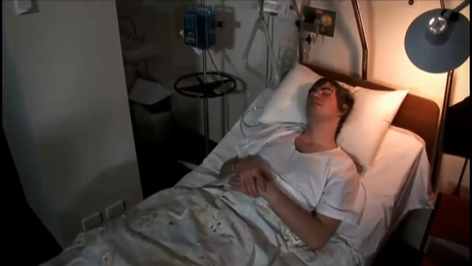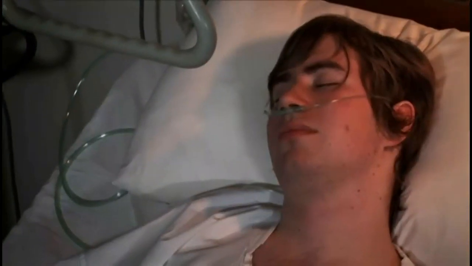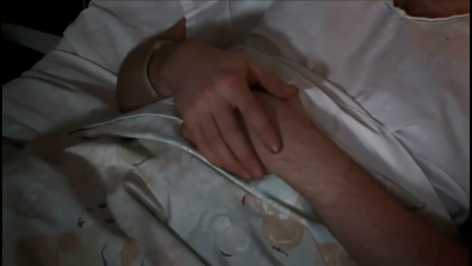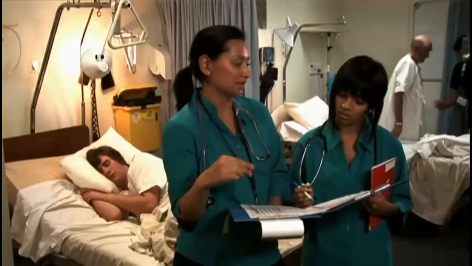When a patient's progress deviates from the expected course, a variance care plan may be used. They are required when additional intervention is needed for the patient to reach a complete recovery. A variance care plan is when you have a clinical pathway, and so you have a standard group of procedures and activities that you would provide for a patient, and then the patient's condition changes from that.